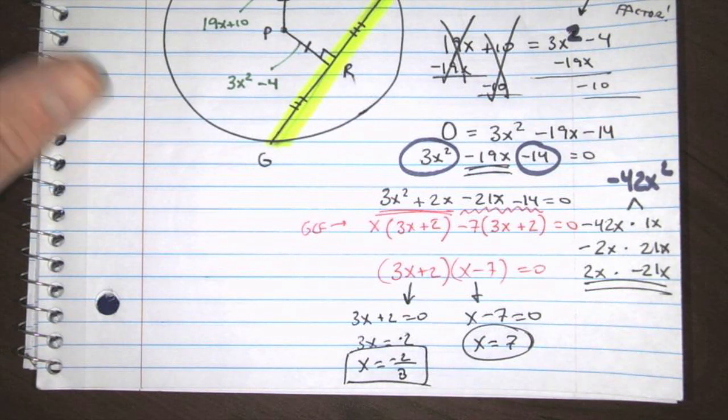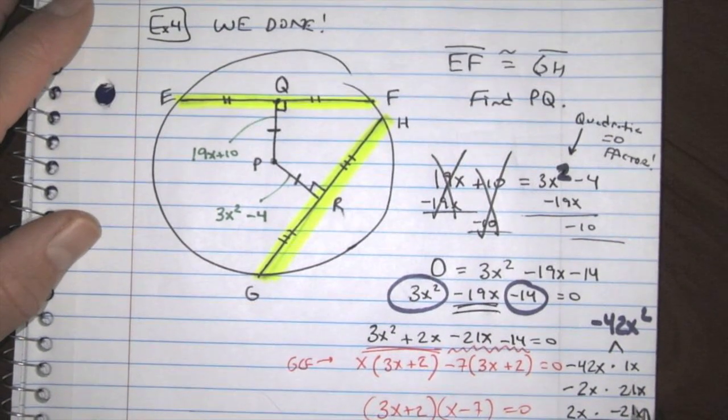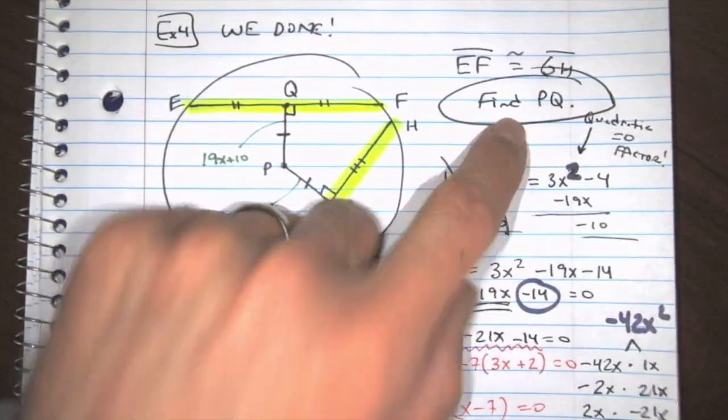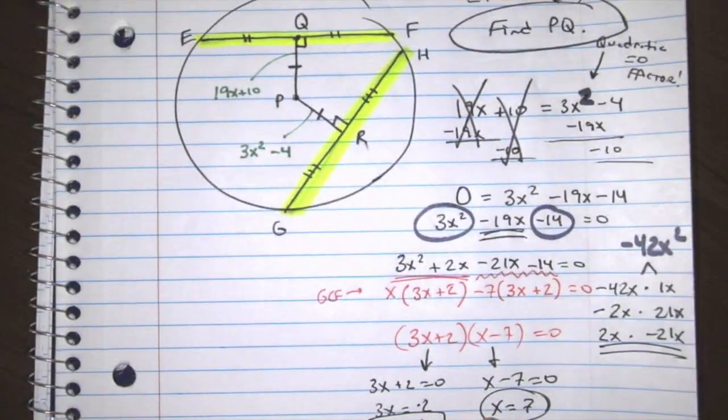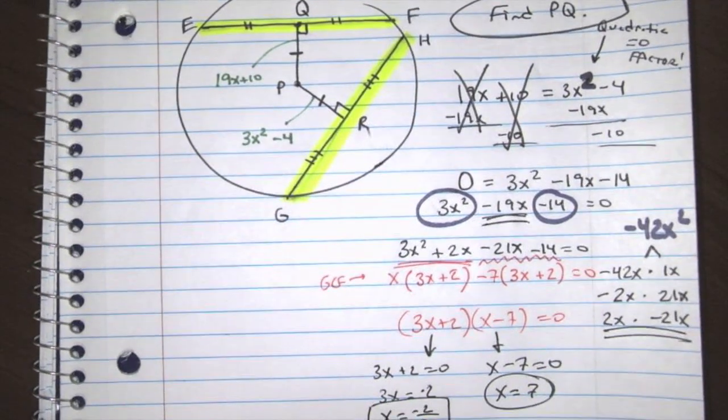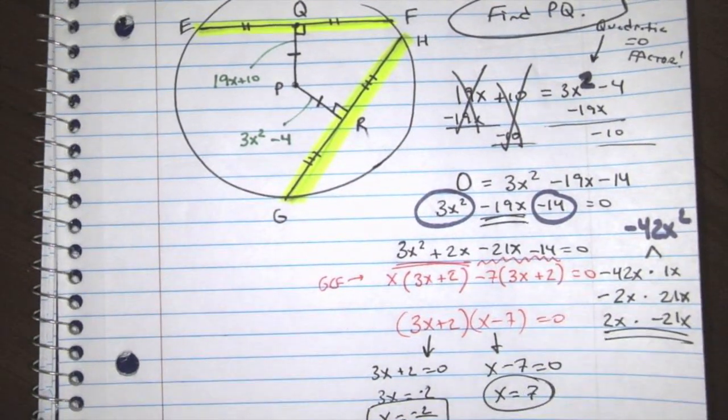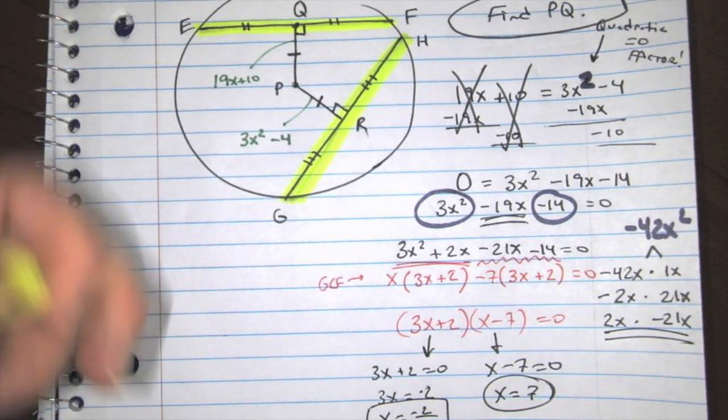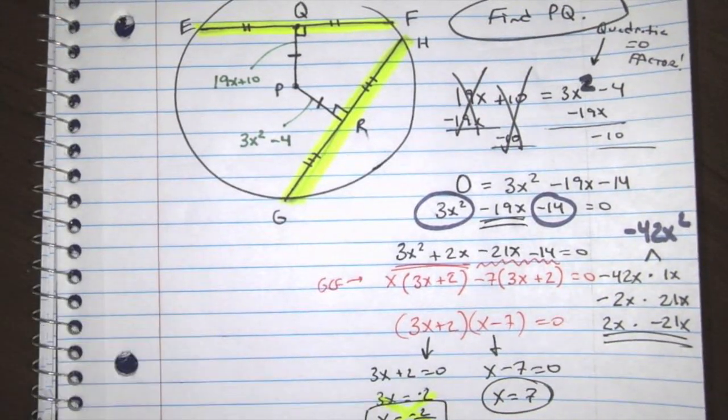Okay. Folks, we are not done because we need to find PQ. Let's find PQ. I'm looking at the negative answer. It's not going to make sense. It just doesn't. You can go ahead and plug it in. It's not going to work for this expression. It's going to give you a negative value.